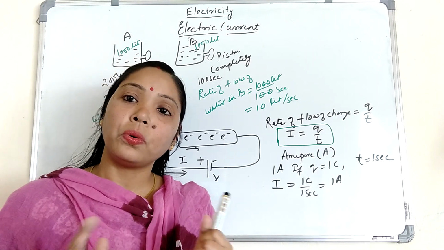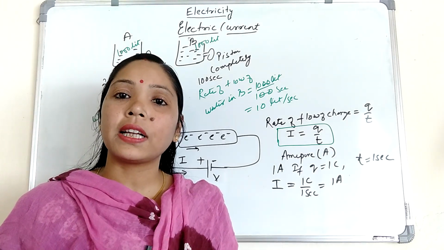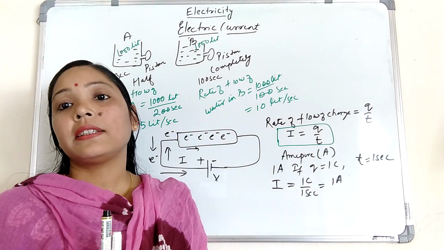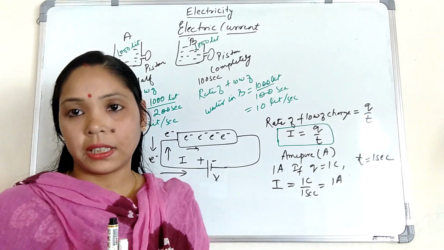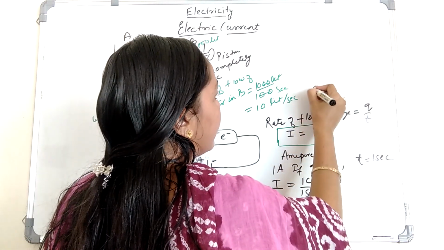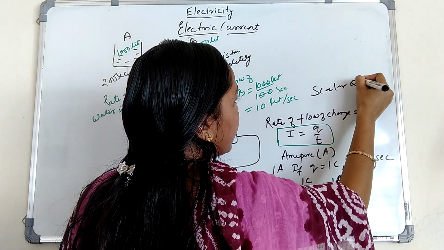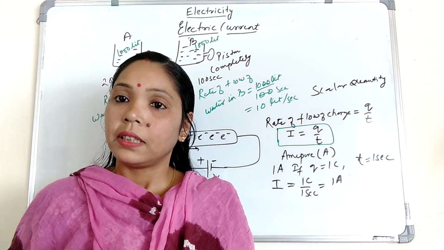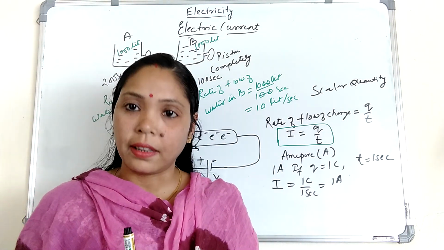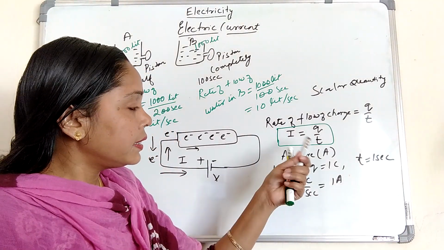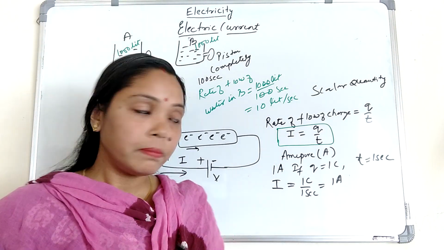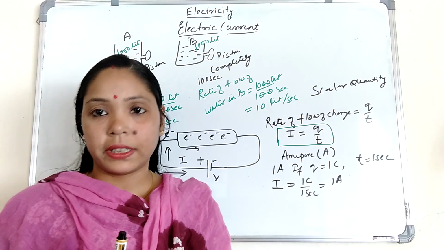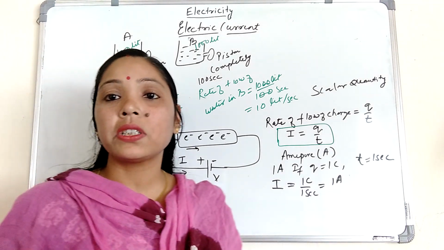because electric current does not obey the vector addition law. That is why electric current is not considered a vector quantity. It is a scalar quantity. And about the vector addition law, you will get this in class 11. So we learned that the rate of flow of charge is your electric current, its unit is ampere, and it is a scalar quantity.